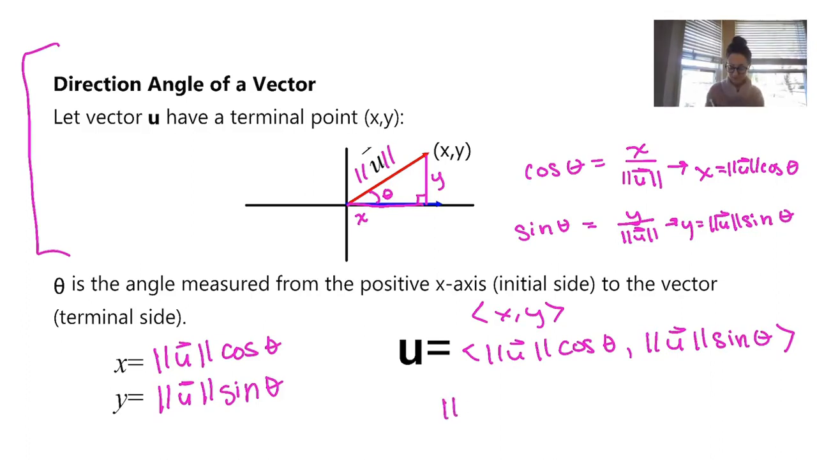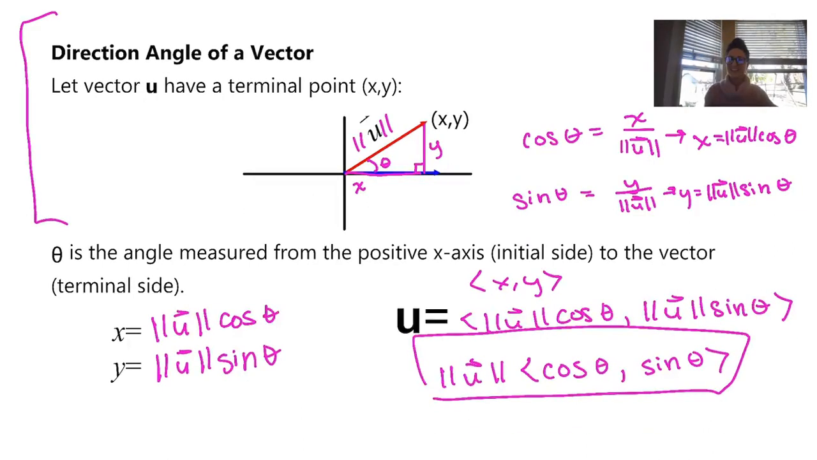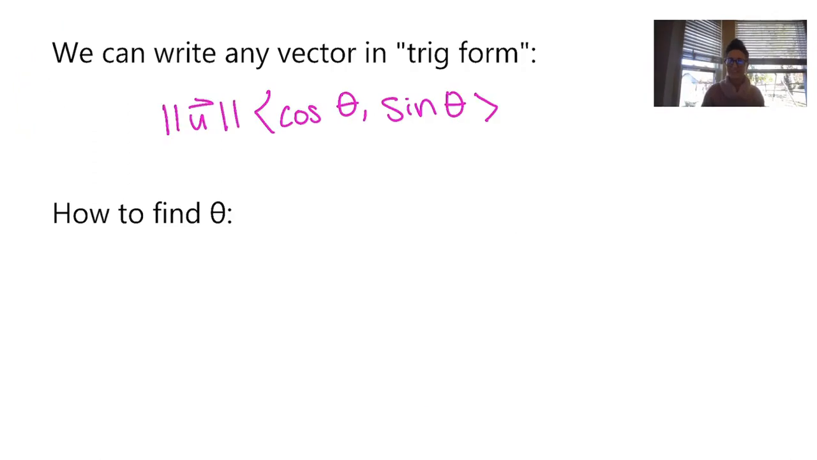So what I'm going to do is take that to the front and rewrite u like so. Okay. And this is called the trig form of the vector, all right? So make sure you've got that boxed. So here's our trig form of any vector.